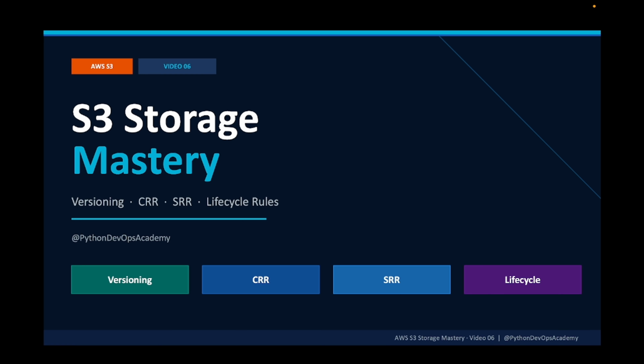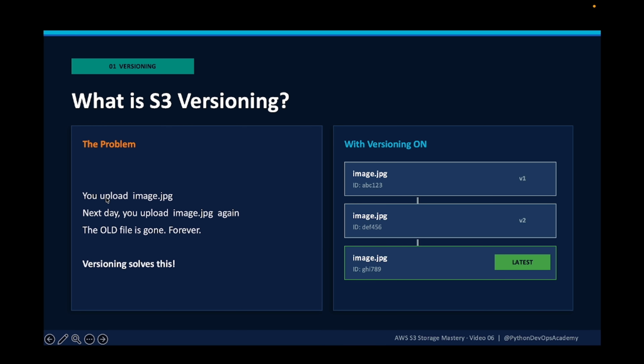Let's start with versioning. So what is the problem? As I've given in the problem statement, you upload an image today, image.jpg. Next day, you upload the same image with the same name, image.jpg. The old file is gone forever. So versioning solves this issue. I have given the example: with versioning on, image.jpg gets a unique ID. The same for the next day's upload, and after you upload some time later, you get the latest image every time and it has a unique ID.